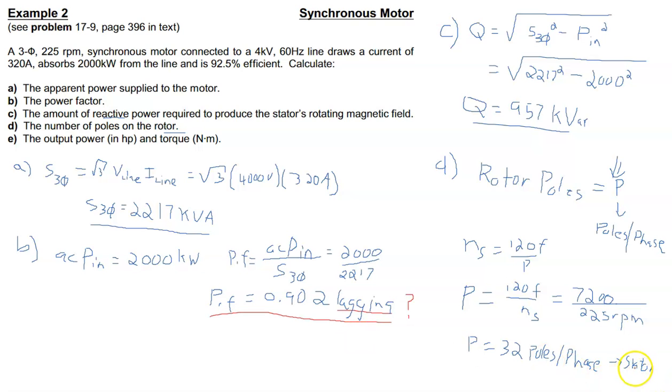And of course, the reality is that that's on the stator. But the answer to the question then, of course, is that there are also 32 poles on the rotor.